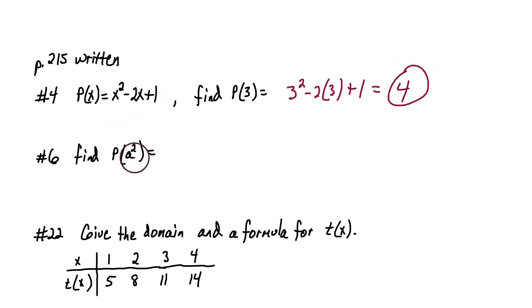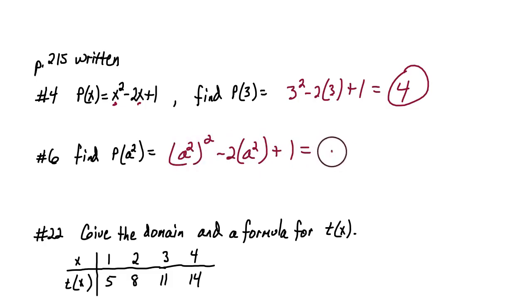Same function rule, but fill in a squared. So for where the x is, fill in a squared. Right, where that x is right there, put an a squared there. Then minus 2 times a squared. Where that x is, put in a squared. And then on the end, plus 1. Now let's simplify this up. A squared to the second power is a to the fourth. And then we have -2a squared, and then plus 1.